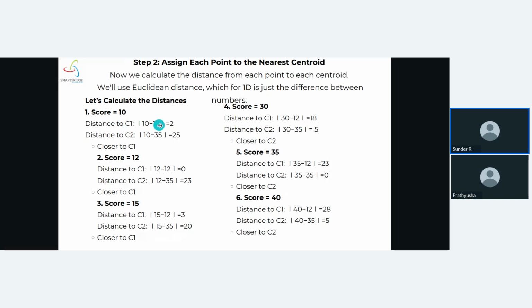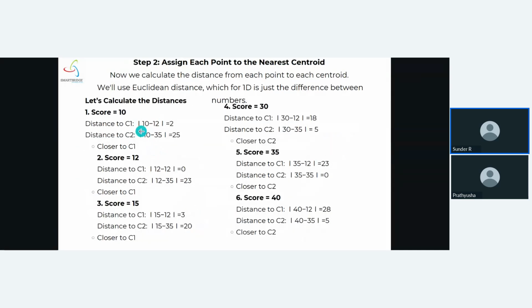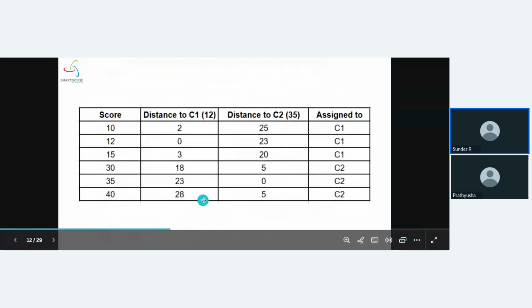So 10 minus 12.33, you'll be getting one value. And then what is the other value? We have 35, right? So you're going to consider C2 as 35. So this will not change. So you're going to find a new value. You're going to get a new value. And based on this new value, you'll be able to cluster it. So you have to do it for all the data points, even this new centroid.